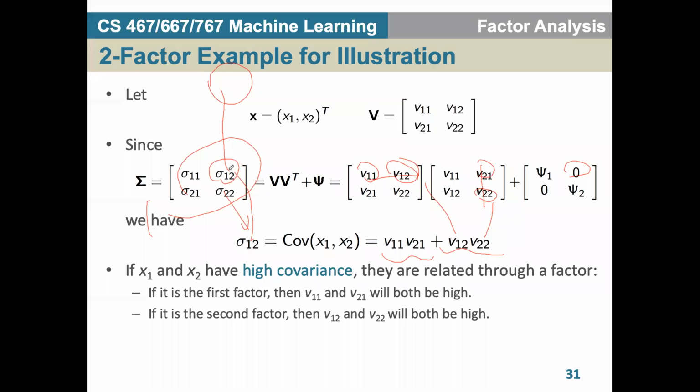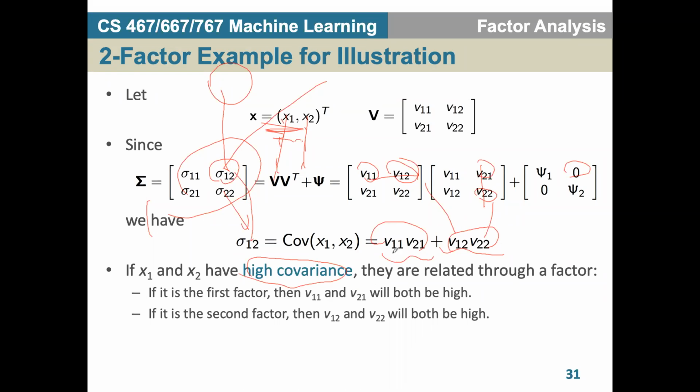By the way, this is computed from your data. You have a bunch of data and you compute the covariance of these two columns according to so many values of the data. And then you find, hey, these values have a very high covariance. Why? The only possibility is either this is high or this is high. So that means either both 1,1 and 2,1 are high, for your x1, x2.